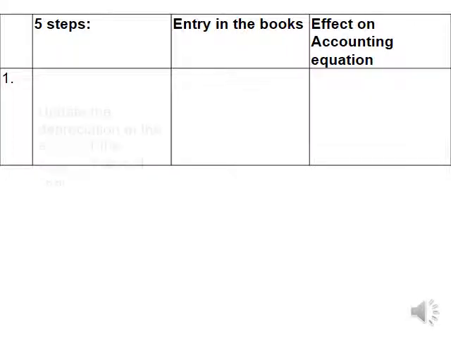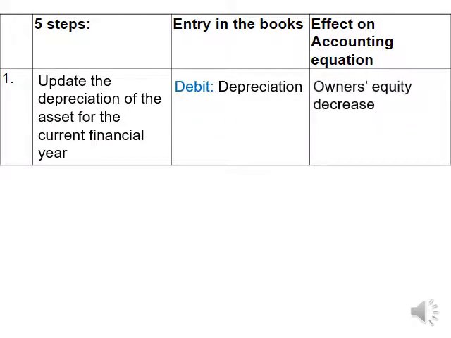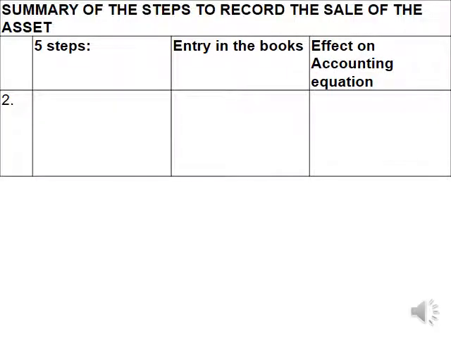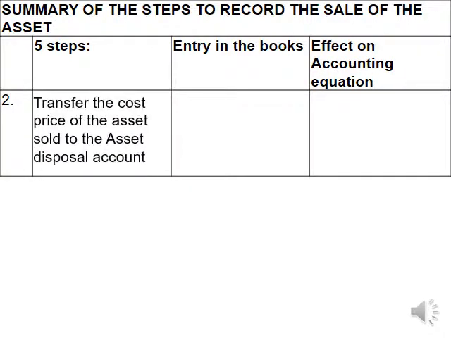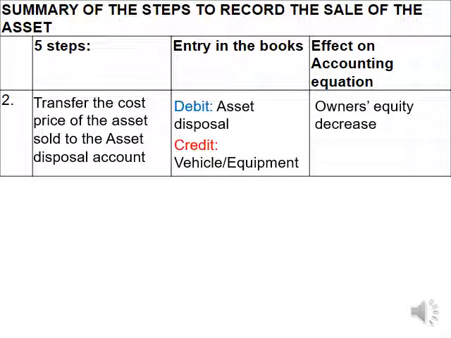For step number 1, we update the depreciation of the asset for the current financial year. The entry in the books will be a normal depreciation entry, whereby we debit depreciation and owner's equity will decrease because depreciation is an expense. And we will credit accumulated depreciation, which is a negative asset, and therefore our asset decreases. Step number 2 is to transfer the cost price of the asset sold to the asset disposal account. That means we need to debit the asset disposal account, which is a nominal account, and therefore owner's equity decreases, and to credit the vehicle or the equipment account, the asset that we have sold.